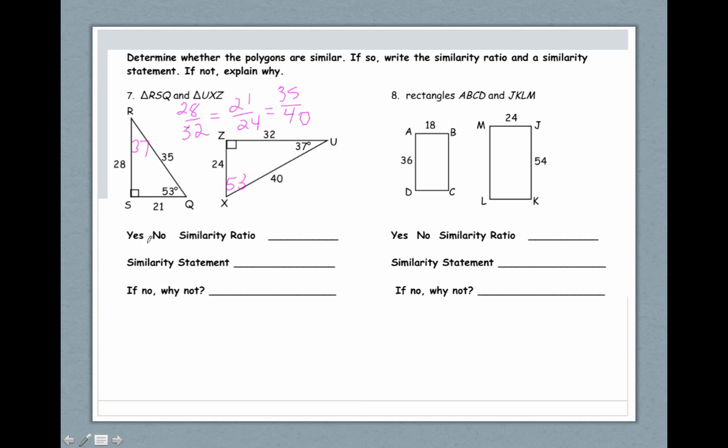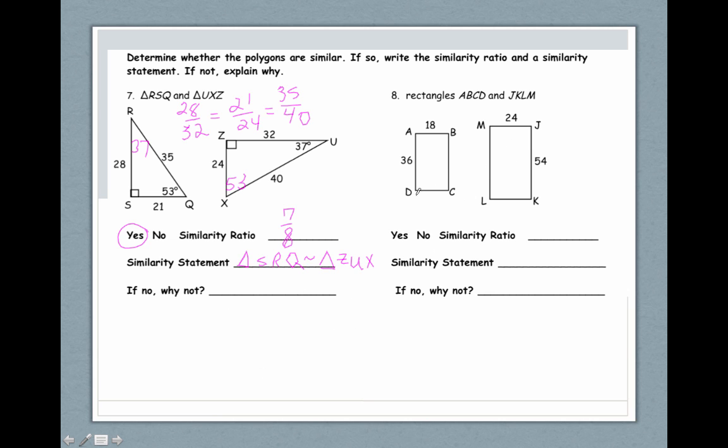So yes, they are. Their similarity ratio is 7/8. The similarity statement is that SRQ is similar to, S was the 90, so Z goes first. R is the 37, so U goes next, X.